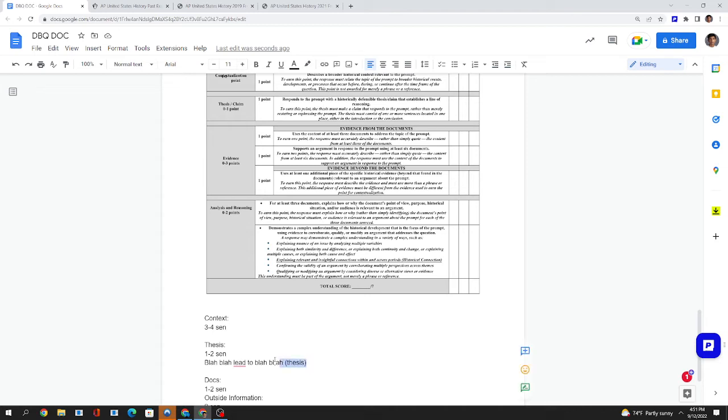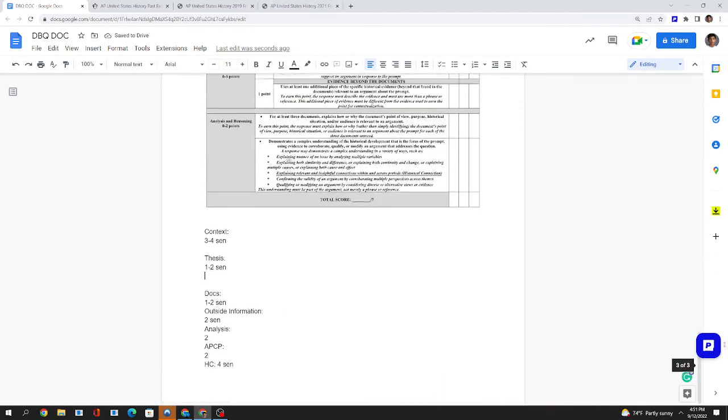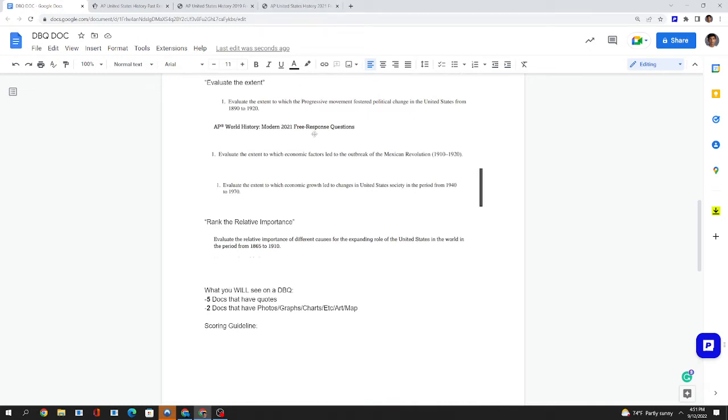Okay? So now that I've told you how to annotate a thesis, let's actually talk about what the thesis looks like. What you always want to do in your thesis, for the easiest way to talk about it, is restate the prompt. About the extent to which the progressive movement fostered political change in the United States from 1890 to 1920, always talk about the date. Say between 1890 to 1920, the progressive movement fostered political change via, and you would now make the argument. You would now make the argument in the way that it did, or it didn't, or it kind of did. Okay? This is the most important thing you should take away from thinking about how to write a thesis.